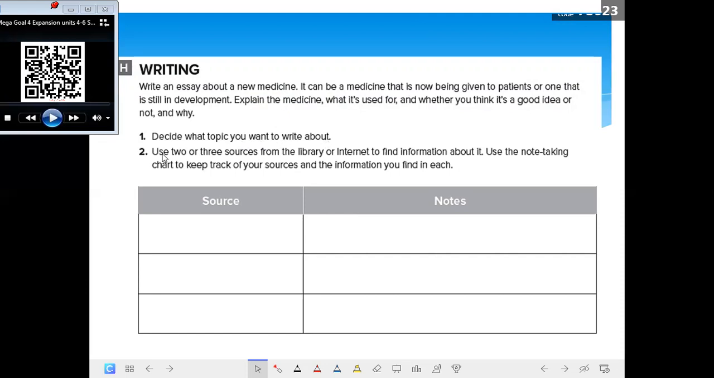And number two, he wants you to use 2 or 3 sources from the library or internet to find information about it. Use the note-taking chart to keep track of your sources and the information you find in each. Okay, so here, my dear students, you can write the sources, and here you can write the notes you get from this source.